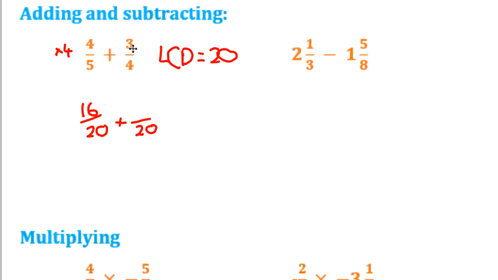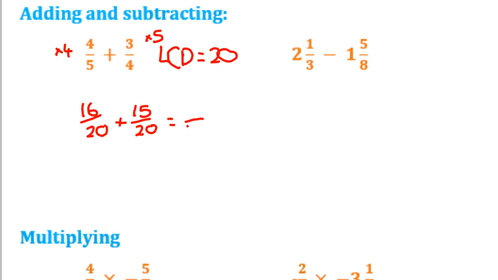3/4, how do I write that as something over 20? So try to think, 4 times what equals 20? It's 4 times 5. So we need to multiply the numerator by 5 as well. Denominator by 5 and the numerator by 5 so that it's an equivalent fraction. So 3 times 5, that's right, that's 15. Fantastic.